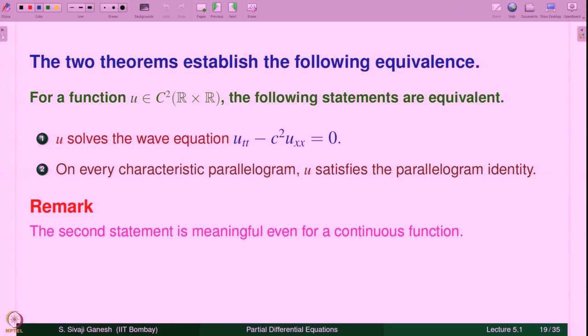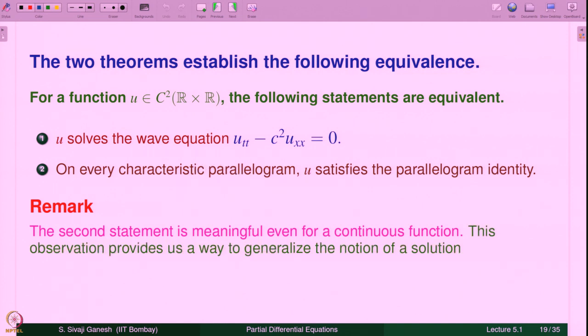The second statement is meaningful even for a continuous function. In fact, you do not even need continuity, but I am just putting it because it is something nice to have. Of course, we can even take discontinuous functions, that is another thing. What I am saying is that this second part, namely the parallelogram identity, makes sense. This statement makes sense without any requirement of differentiability on u. This observation provides us a way to generalize the notion of solution whenever required. We are going to discuss them later on.